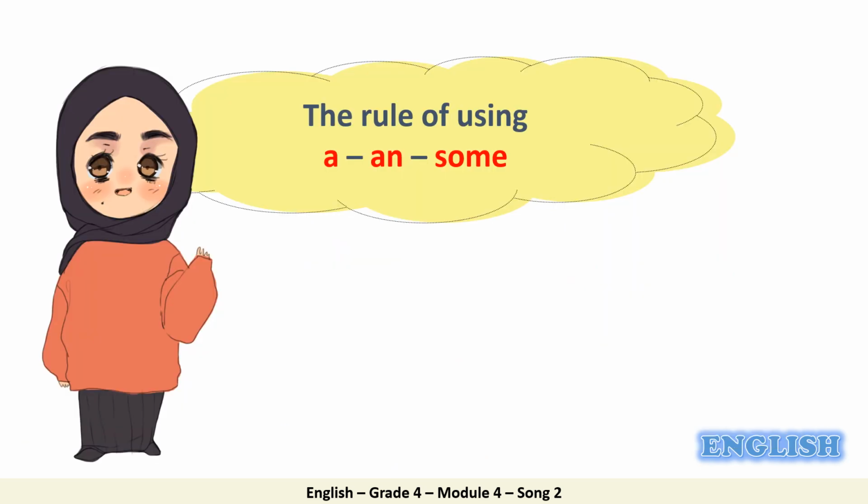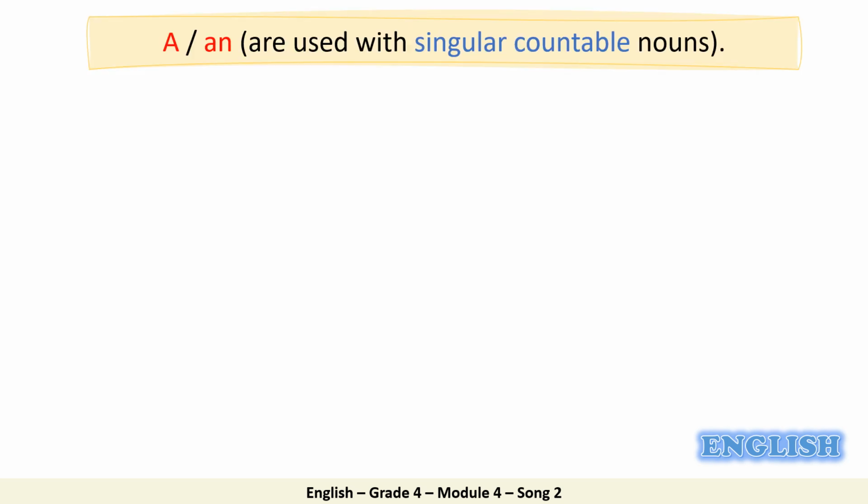Now let's understand together the rule of using a, an, and some, and we use them to show quantity. We use a and an with singular countable nouns, and I mean by singular one thing that can be counted. Let's look at the example. I say an onion. And why do I say an, not a? Because the word onion starts with a vowel.